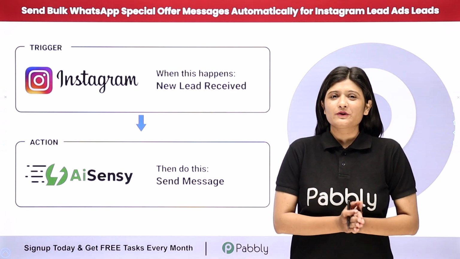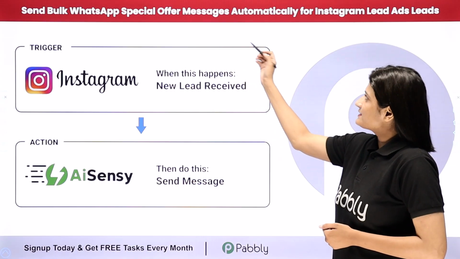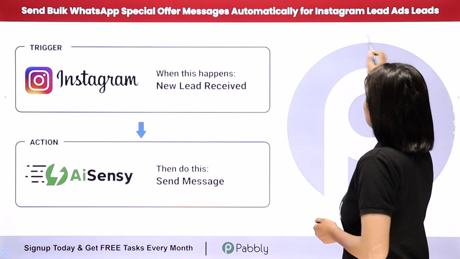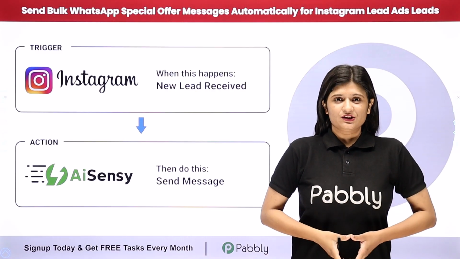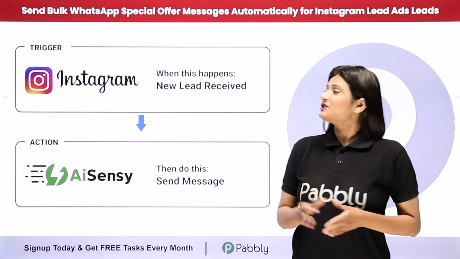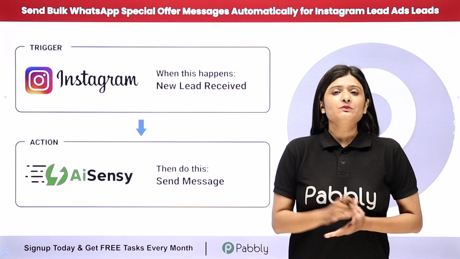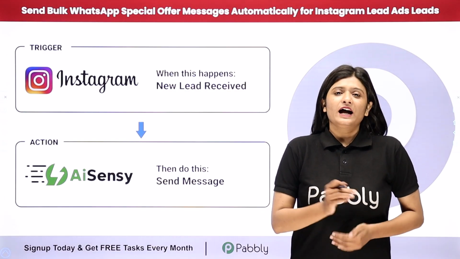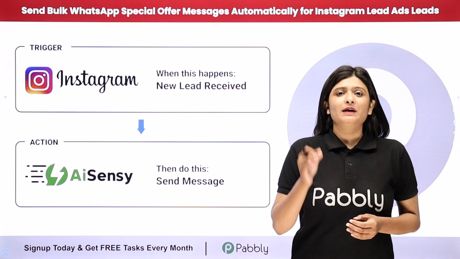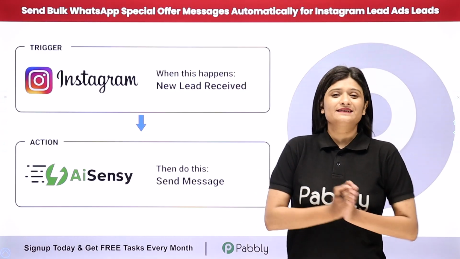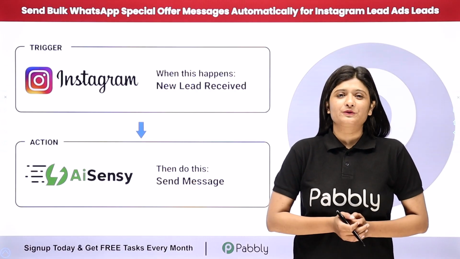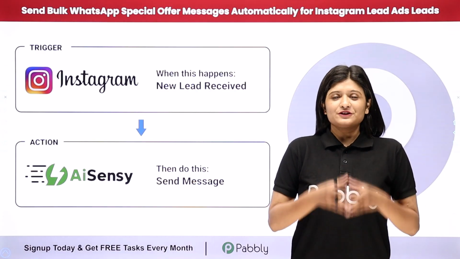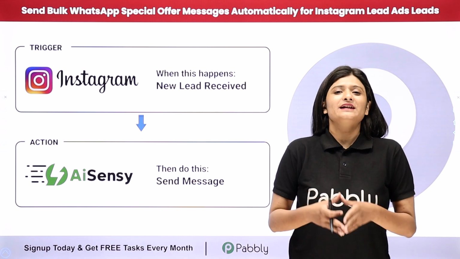In this video, we are going to learn how to send bulk WhatsApp special offer messages automatically for Instagram lead ads leads. So let's suppose I'm running a digital marketing agency and I'm collecting all my leads using Instagram lead ads. I want that whenever I receive a new lead, I should automatically send them the bulk messages using AI Sensei. Now doing this manually will consume a lot of my time, so I've completely automated this entire process, and to do this automation I'm going to use Pabbly Connect.